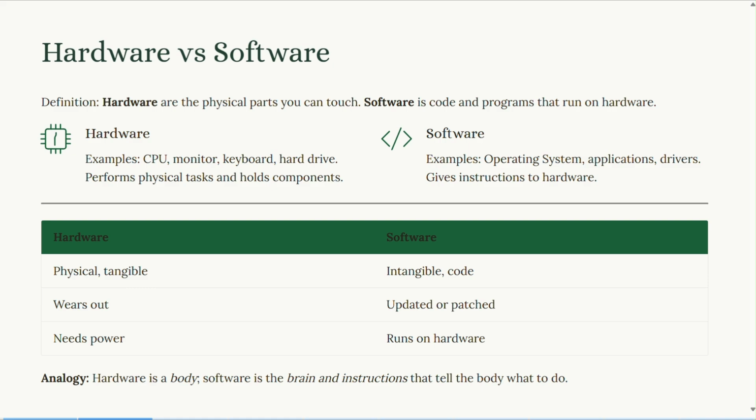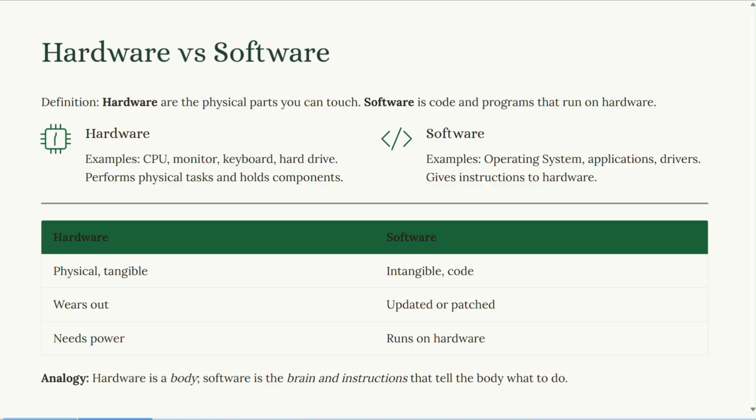Now let's talk about software. Software is a collection of programs and instructions that tell the hardware what to do. Unlike hardware, software cannot be touched because it exists digitally. Examples of software include Windows, Linux, Google Chrome, Microsoft Word, Adobe Photoshop, and games like Valorant or Minecraft.